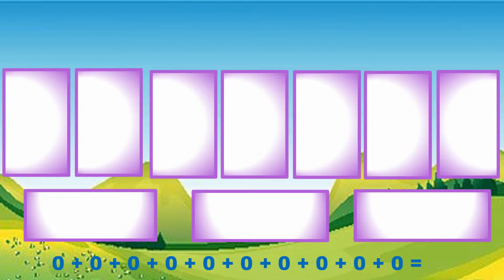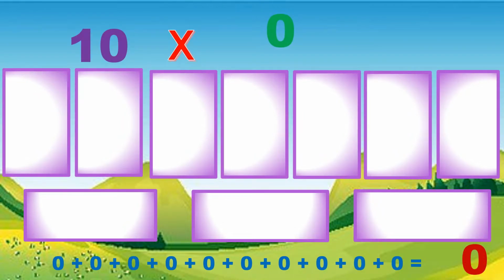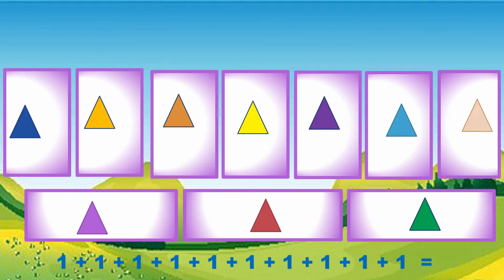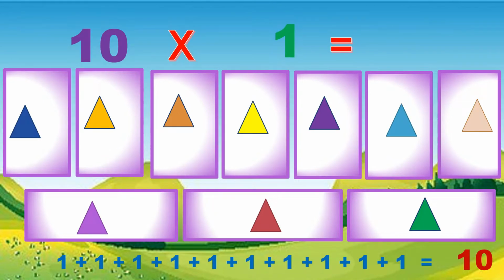10 sets of 0 is 0. 10 times 0 equals 0. 10 sets of 1. 1, 2, 3, 4, 5, 6, 7, 8, 9, 10. 10 times 1 equals 10.